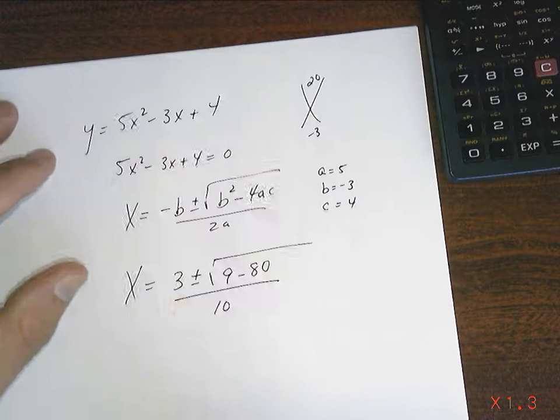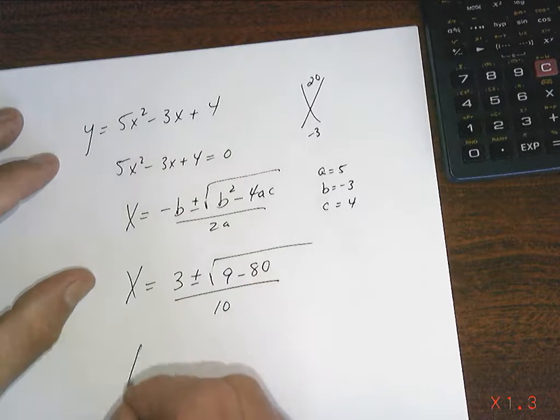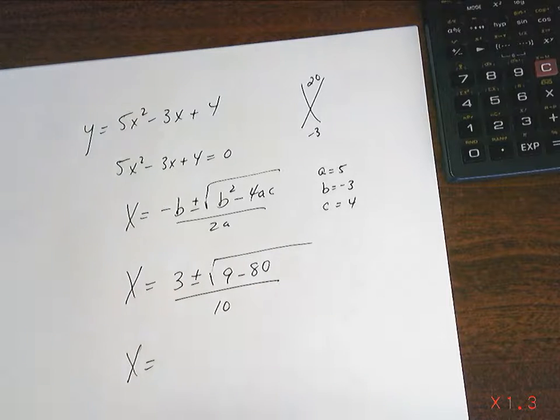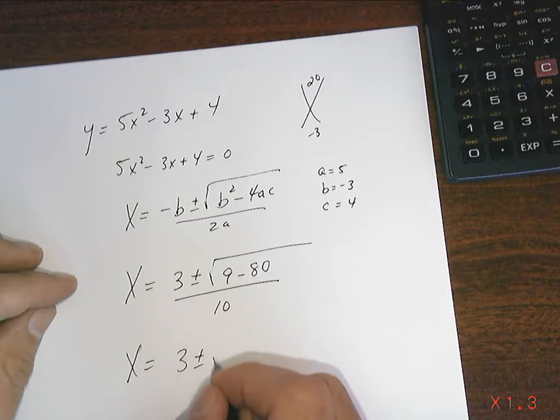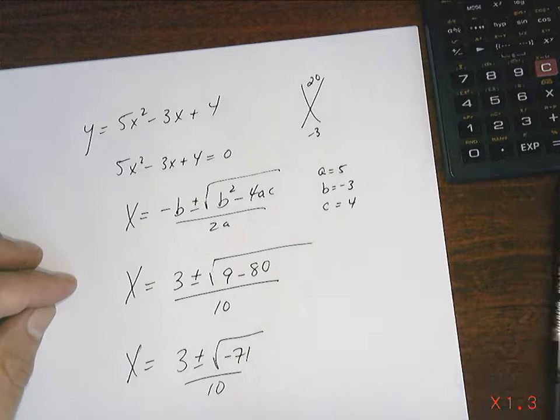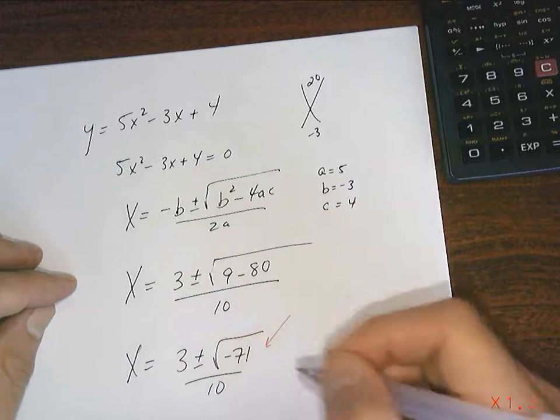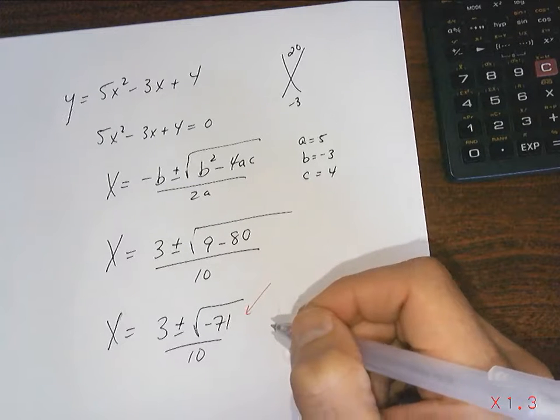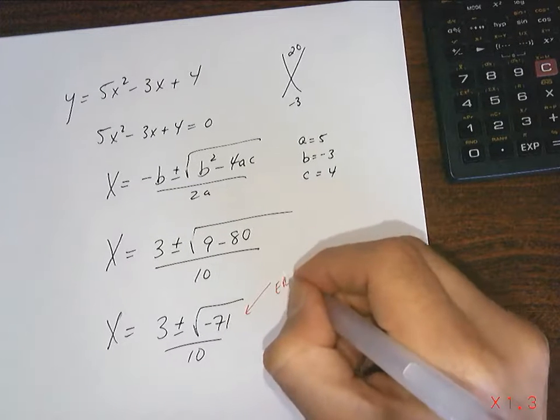What's interesting here is I'm getting a negative underneath the square root. So what that means is I'm going to get 3 plus or minus the square root of negative 71, over 10. This can't happen. Your calculator is going to have a real hard time with it. It's going to say error.